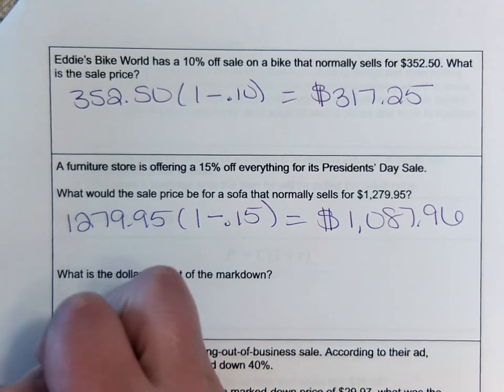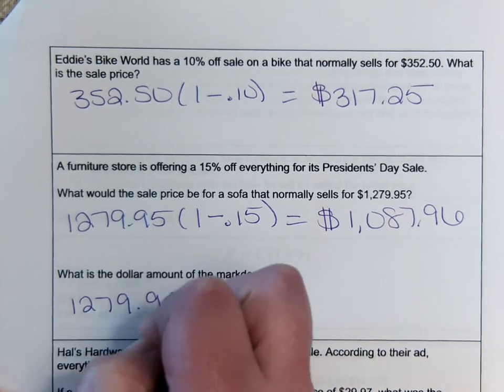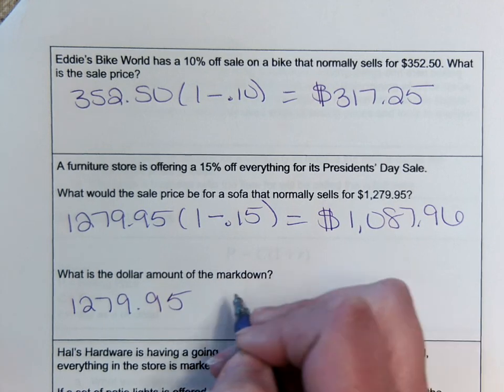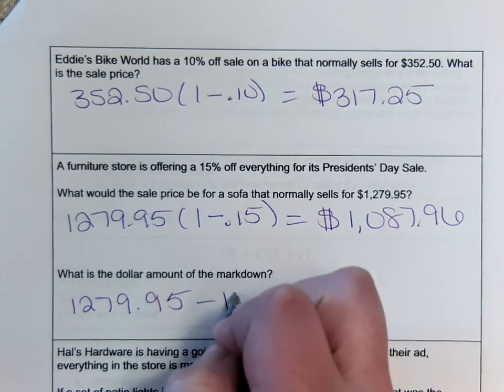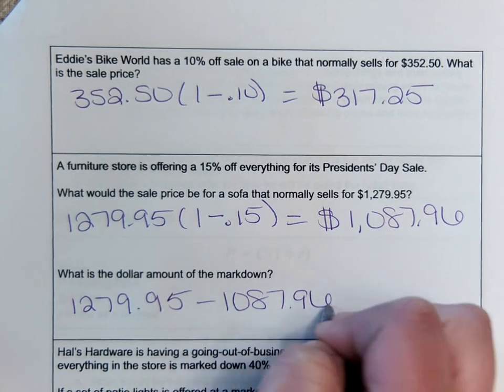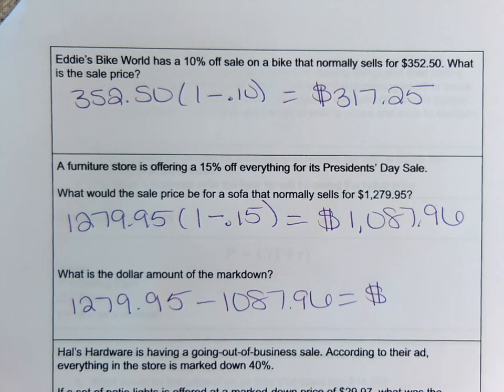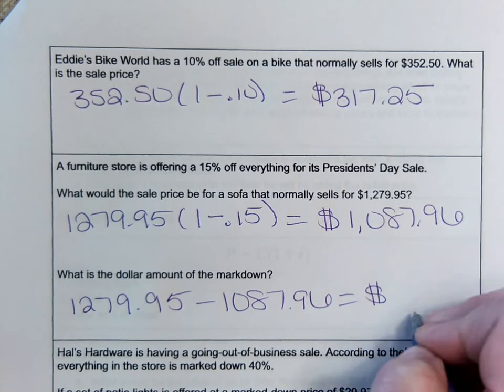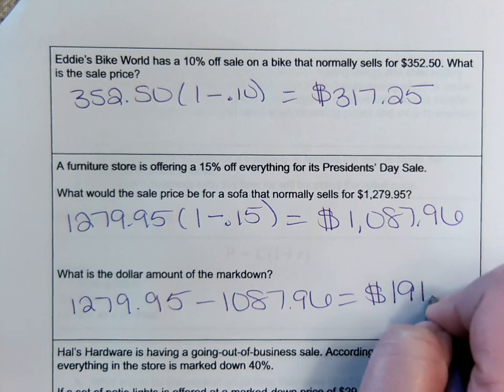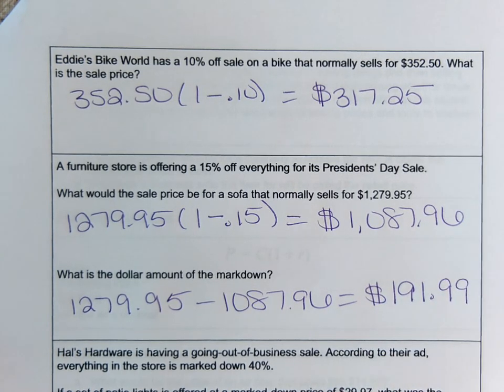And then how much is the markdown? We're just going to subtract like we did before. Or you can multiply by the 0.15. That is up to you. So the markdown or the amount of the sale is going to be $191.99.